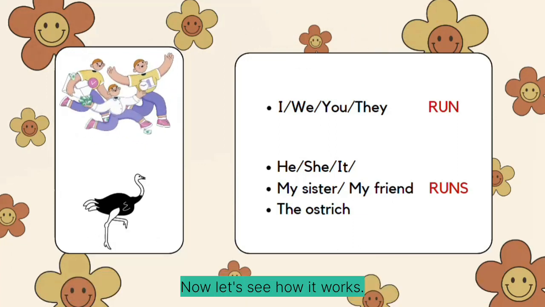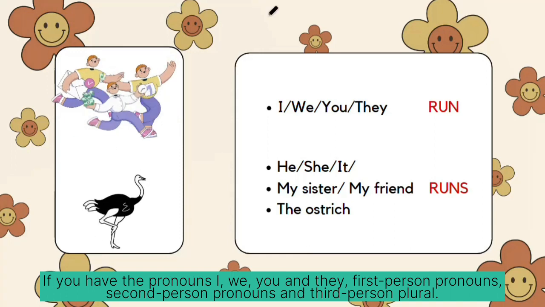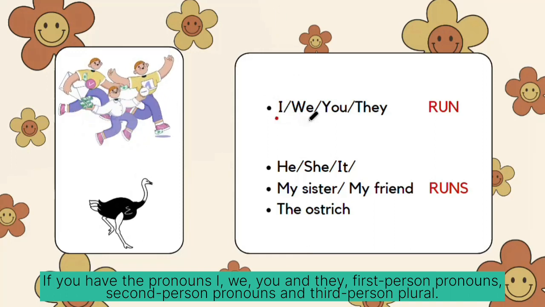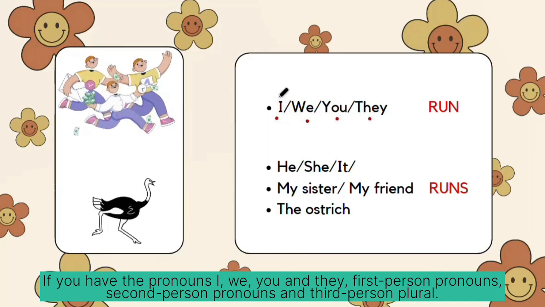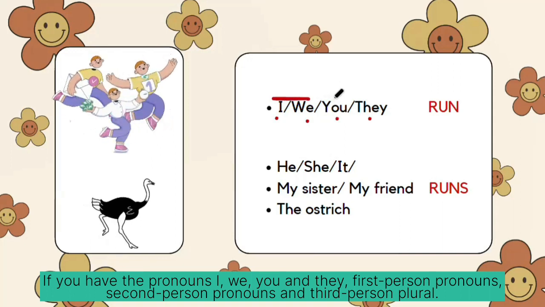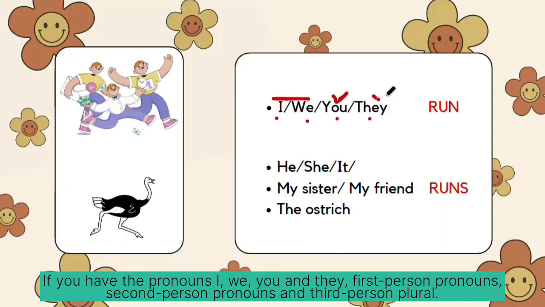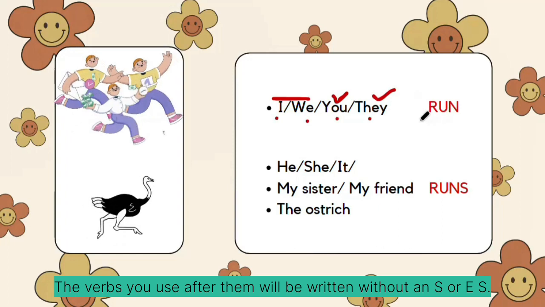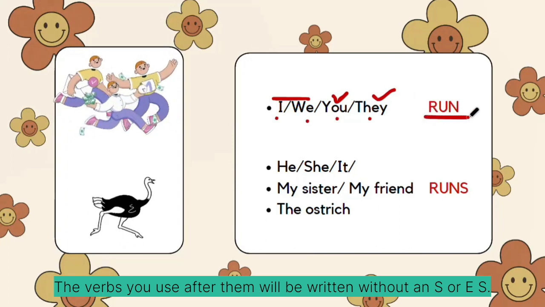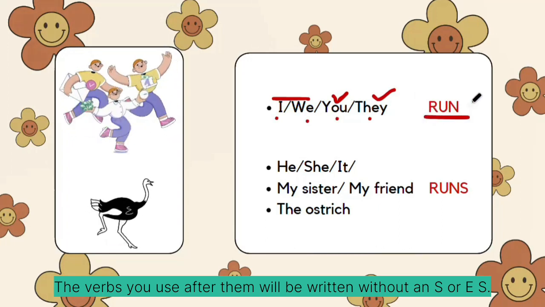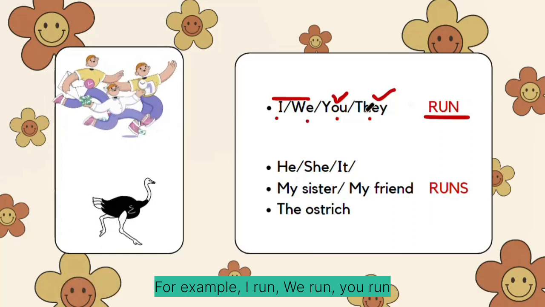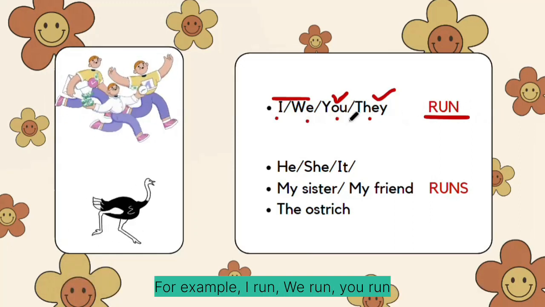Now let's see how it works. If you have the pronouns I, we, you, and they, first person pronouns, second person pronoun, and third person plural, the verb that you will use after them will be written without an S or ES. For example, I run, we run, you run, they run.